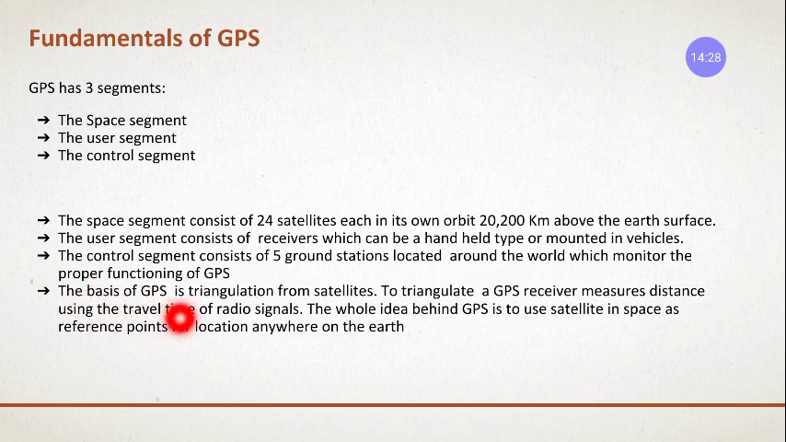The basis of GPS is triangulation from satellites, right? To triangulate, a GPS receiver measures the distance using the traveling time of a radio signal. It travels at the speed of light, and through that you can calculate the distance, right? The whole idea behind GPS is to use the satellites in space as reference points for locations anywhere on the Earth. The position of the satellite becomes a reference point through which we will find out a point on the Earth.